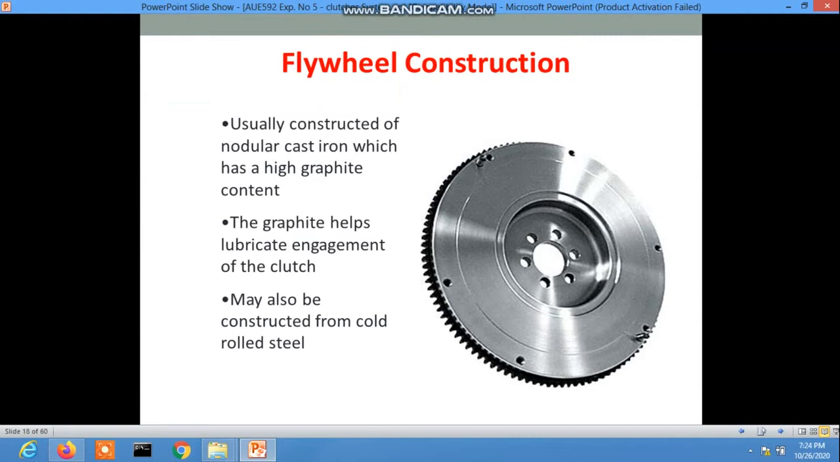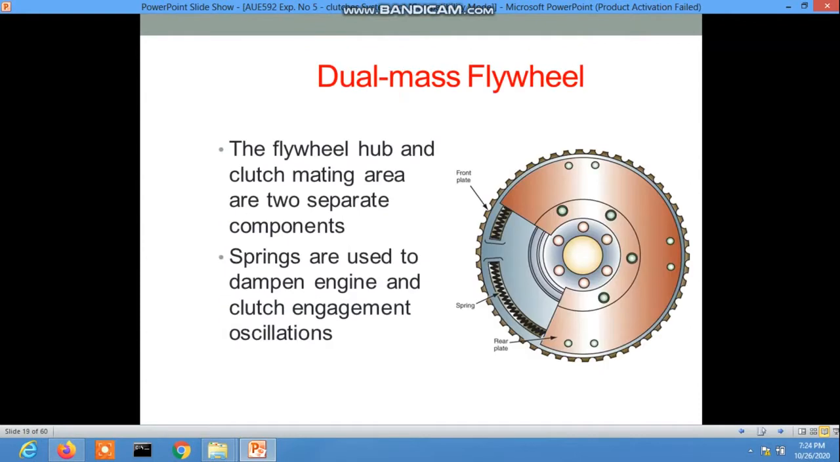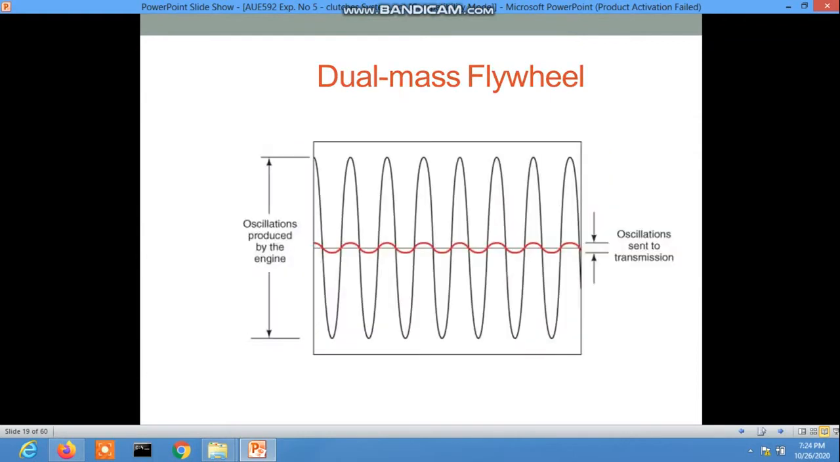Dual mass flywheel: the flywheel hub and clutch mating area are two separate components. Springs are used to dampen engine and clutch engagement oscillation. Here are the oscillation graphs for the dual mass flywheel. There is the oscillation sent to the transmission and the oscillation produced by the engine. The oscillation, that means vibrations, is created by the engine and the oscillation is sent to the transmission. The dual mass flywheel is used in some vehicles.